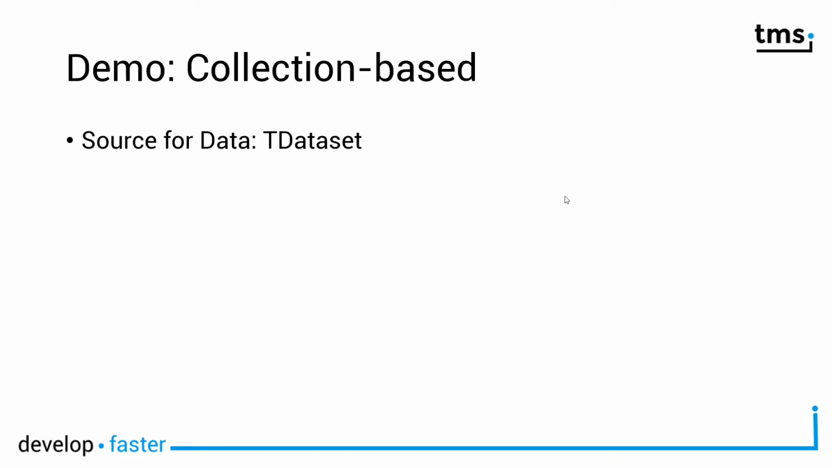And now to the collection-based approach. As a source for data, I'm going to choose a TDataSet, because in this case we're not simply replying to events, and I can't do something like, okay, this is number one, this is number two. Now, this works differently. Here you have to actually populate the data into the tree view before it's being shown.